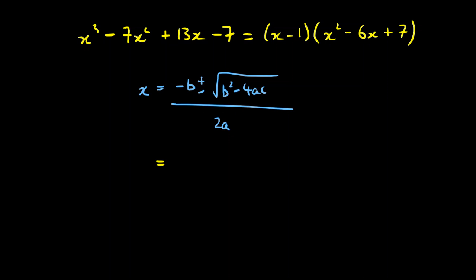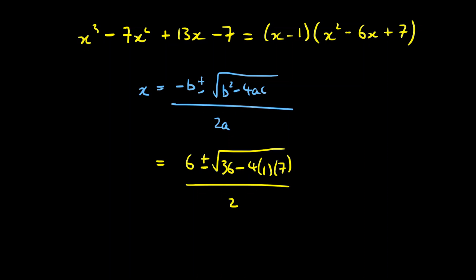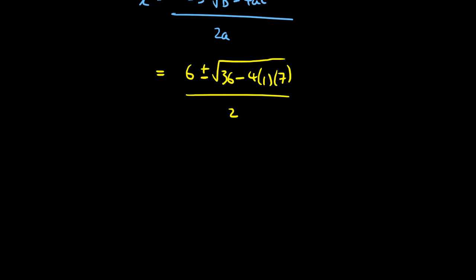All right, minus b. So b is negative 6, so minus minus b is positive 6, plus or minus the root of negative b squared, which is 36, minus 4 times 1 times 7, okay, all over 2a, which is 2 times 1. And that's going to give us 6 plus or minus. Now, 4 times 7 is 28. 36 minus 28 is 8. So that's the root of 8 there.